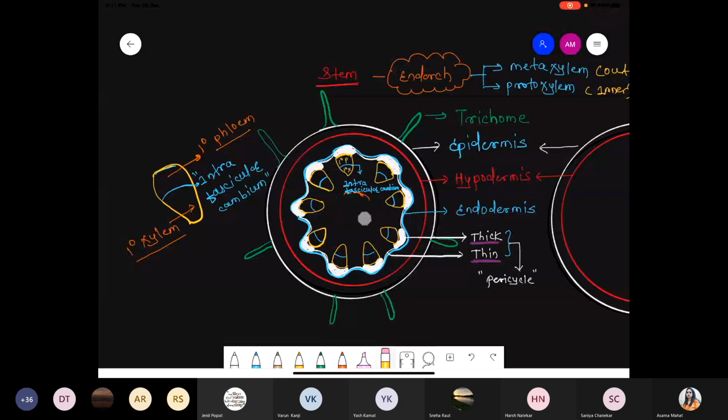So we'll draw the intrafascicular cambium, and at the center now there is a presence of the cell, that is pith cell, which is well developed, quite large. Then trichomes, outermost side, below that epidermis, then hypodermis, then endodermis. Endodermis without Casparian strips, it having the Weiss structure. Now on that Weiss structure, pericycle cells are associated.